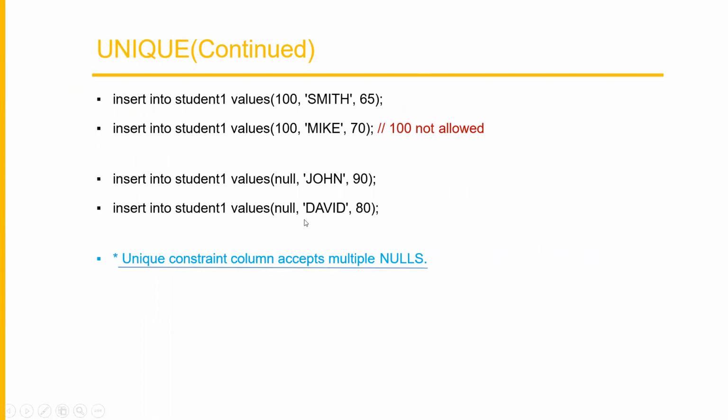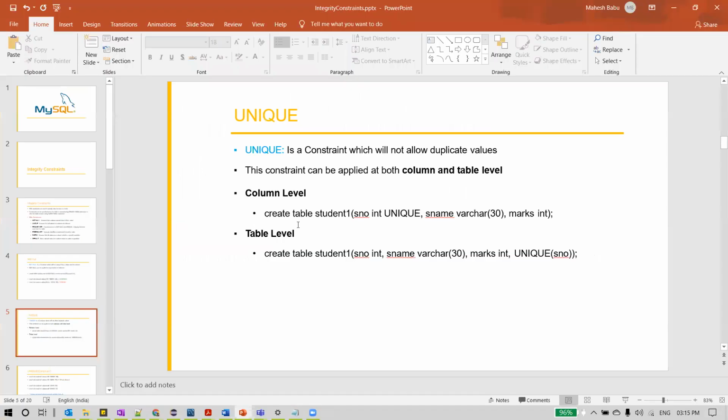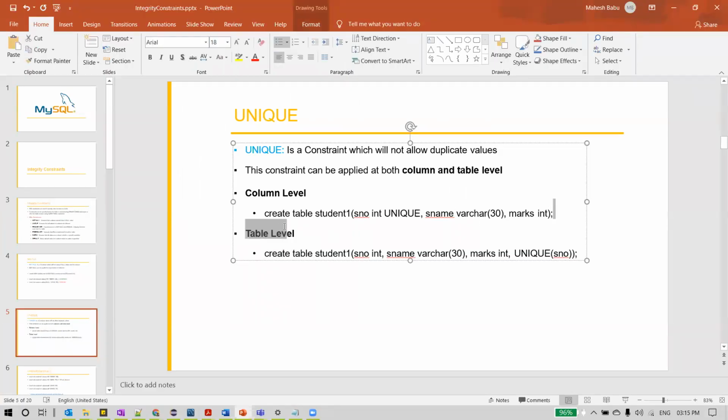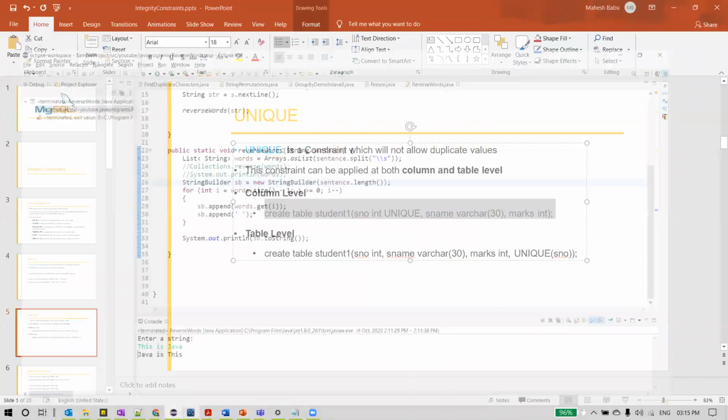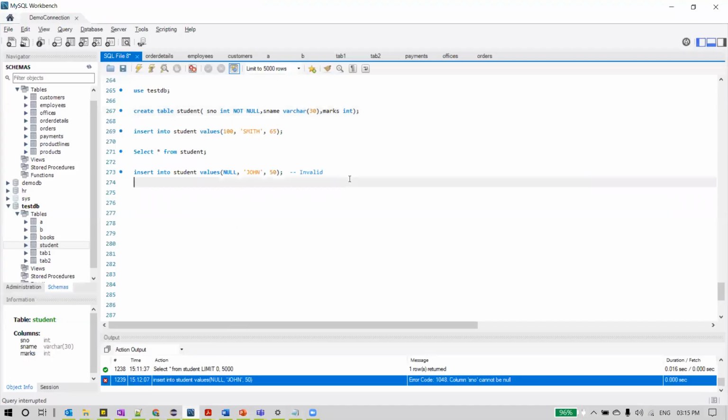Now we'll create a table. Let's create a table with the unique constraint. We already have the student table, right? So let's create it with student one now.